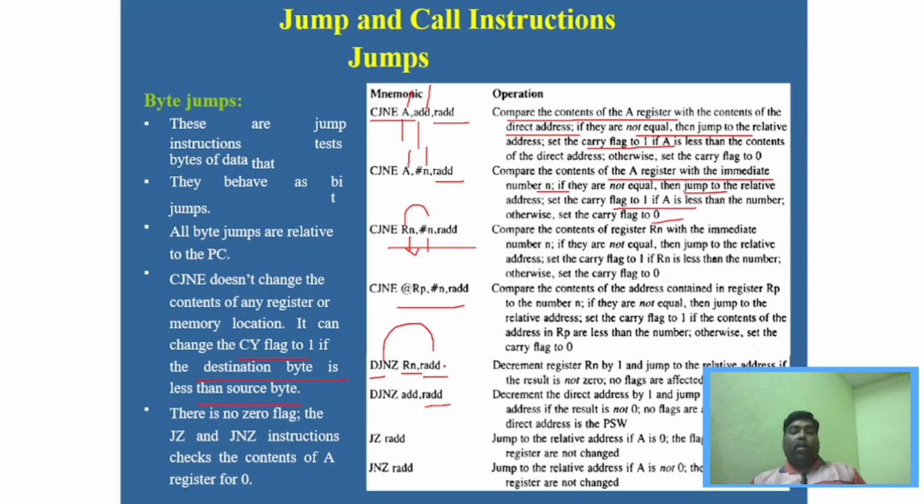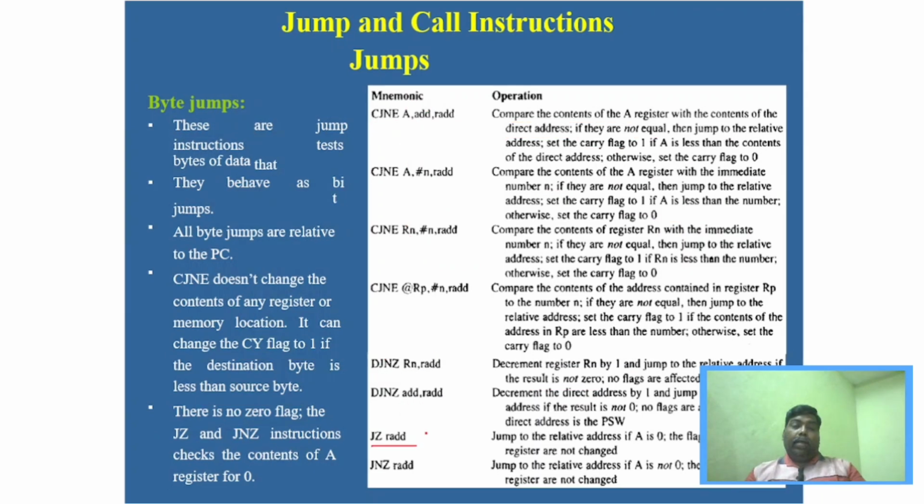If not, it will not jump. You can see here, decrement the register by 1, jump to the relative address if the result is not 0. Similarly here, jump if not 0, decrement, jump if not 0, this value is given. We have to decrement this address, and if it is not 0, it will jump to this particular relative address.